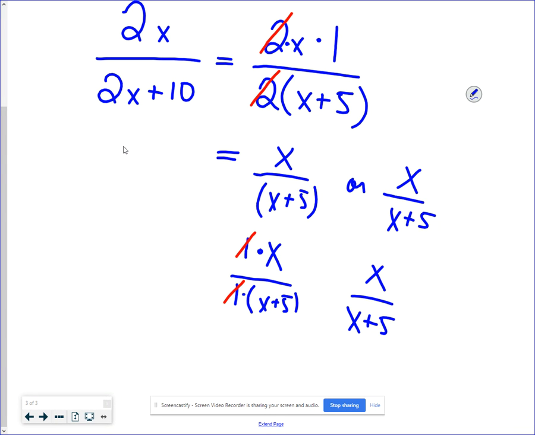If x was 4, x plus 5 would be 9. 4 over 9, you can't reduce that. So just because you have an x on top and an x on bottom, they're not always going to cancel. They have to be factors in order to cancel. So let's look at another one.